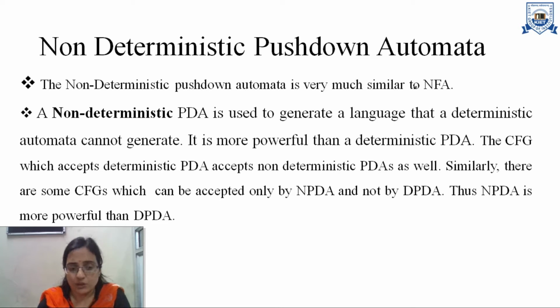And non-deterministic pushdown automata is very much powerful as compared to the deterministic pushdown automata because there are so many languages, so many CFGs that can be accepted by the non-deterministic pushdown automata, but they are not accepted by the deterministic pushdown automata. So, non-deterministic pushdown automata is more powerful than the deterministic pushdown automata. And in the next example, I will explain this in detail.